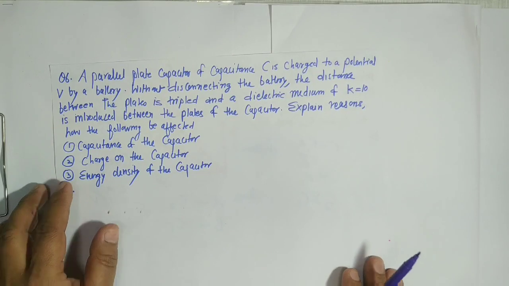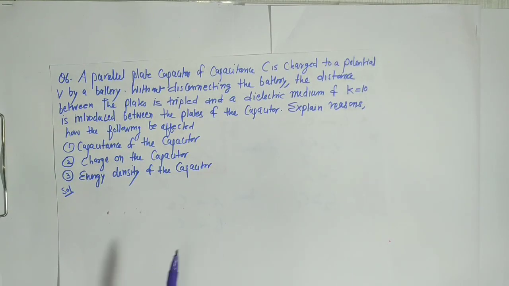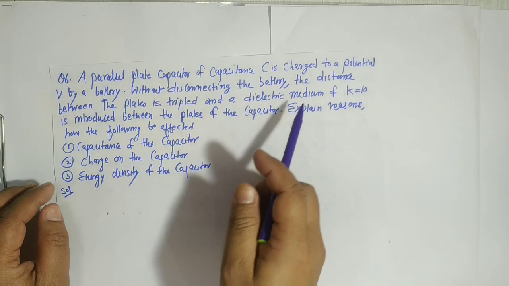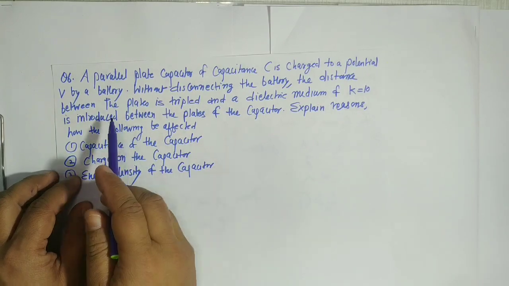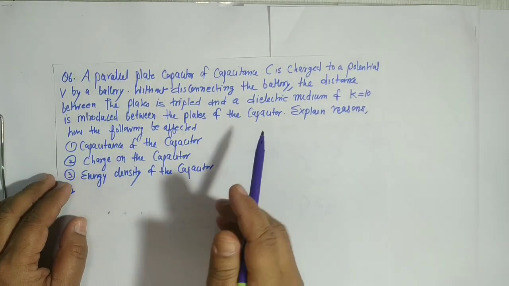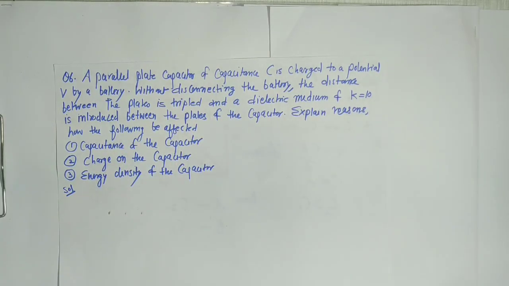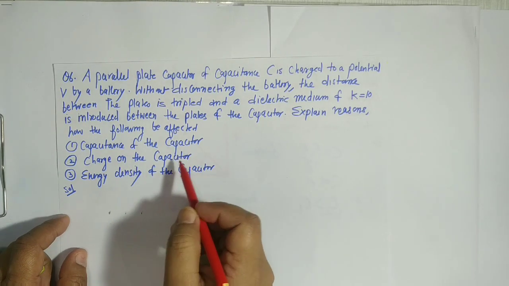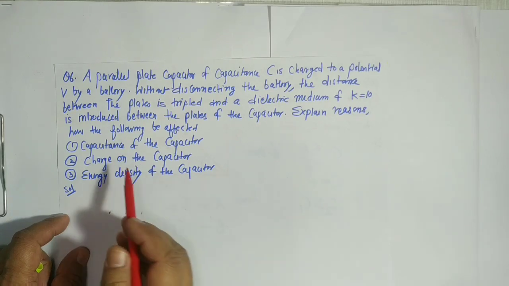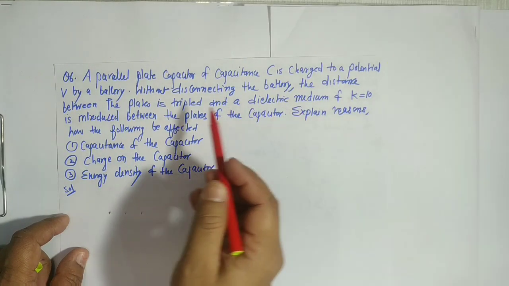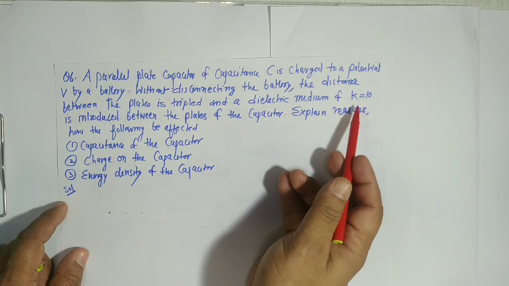Now come to question number 6. Now question number 6, what does it say? A parallel plate capacitor of capacitance C is charged to a potential V by a battery. Without disconnecting the battery, the distance between the plates is tripled, that is thrice, and a dielectric of K equal to 10 is introduced between the plates of the capacitor. And then you have to give the reason how the following things are affected: capacitance of the capacitor, charge on the capacitor, and energy density. Three things you have to find out. You know that the distance is tripled and K equals 10.